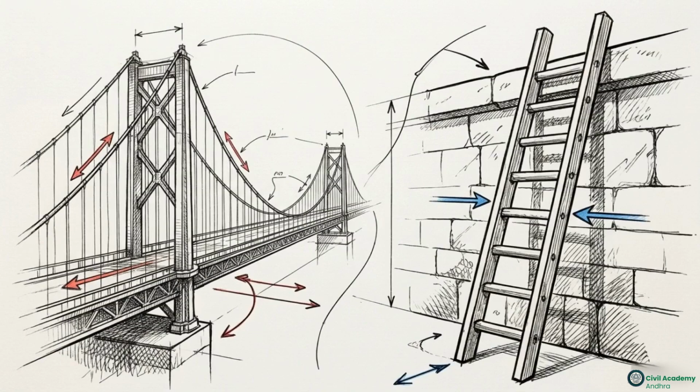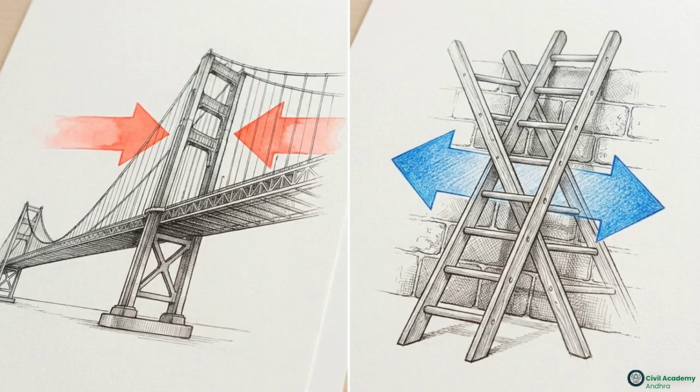Look at any stable structure, like a bridge under load or a ladder leaning against a wall. These objects maintain an active state of equilibrium, where every inward force is perfectly canceled by an outward reaction. This balance follows three specific mathematical conditions.